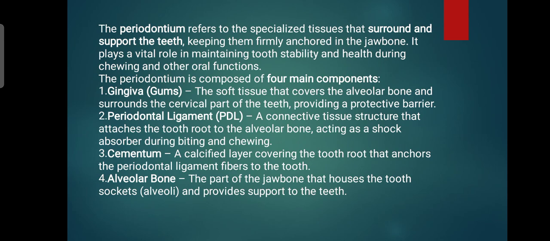Now, the periodontal ligament is a connective tissue structure that attaches the tooth root to the alveolar bone, and it acts as a shock absorber during biting and chewing. Cementum is a calcified layer covering the tooth root that anchors the periodontal ligament fibers to the tooth. And alveolar bone is the part of the jawbone that houses the tooth sockets and provides support to the teeth. The tooth sockets are also known as alveoli.